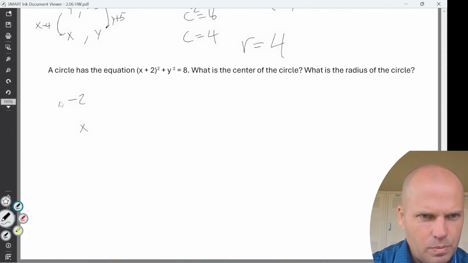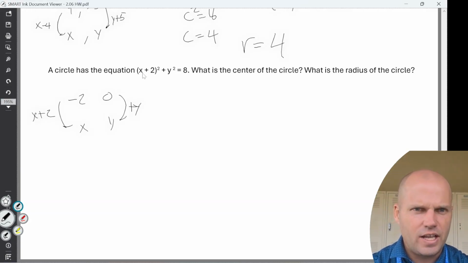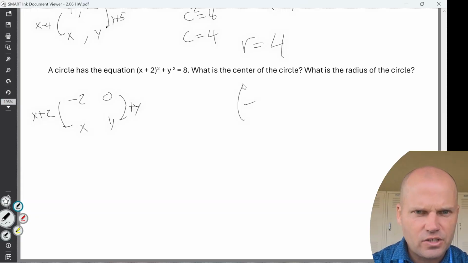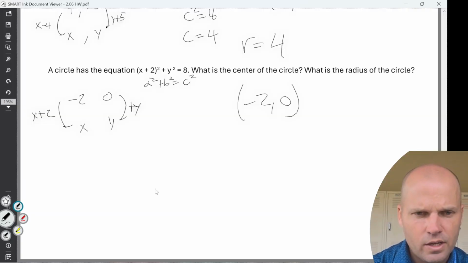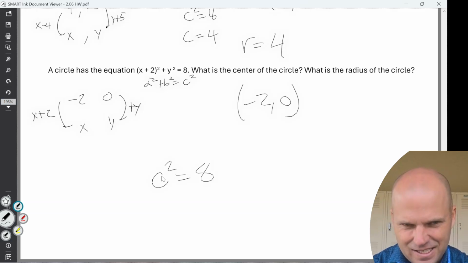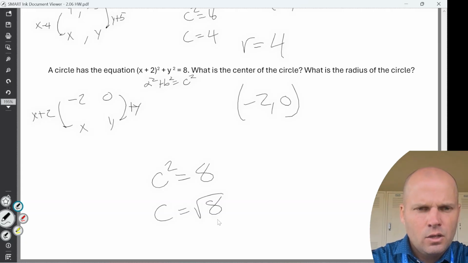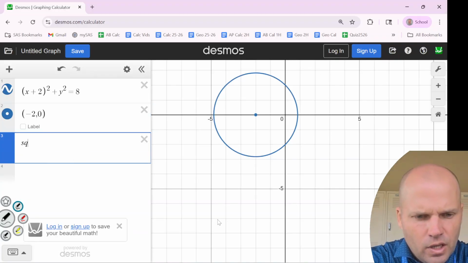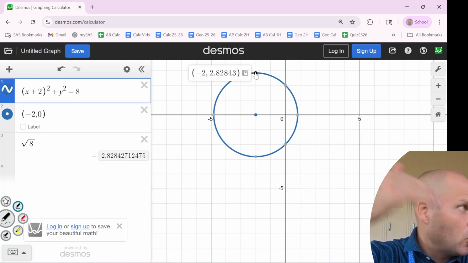-2 to x would be a change of x plus 2. 0 to y would be a change of just y. So there's that x plus 2 squared. So the center is at (-2, 0). But what's the radius? Well, this is where we understand a squared plus b squared equals c squared. c squared is 8, which means c is the square root of 8. Watch. If I type in the square root of 8, I get that 2.828 number that we saw at the top, because we're going off of 0.